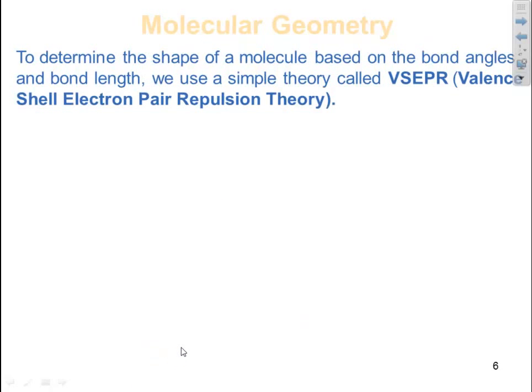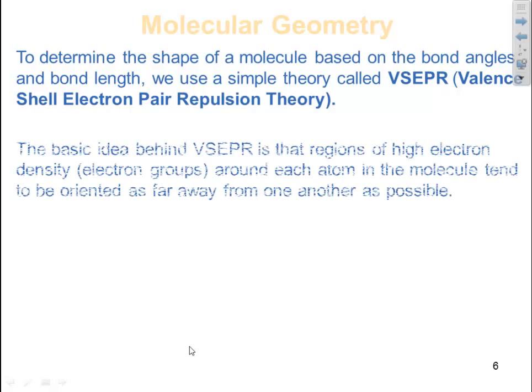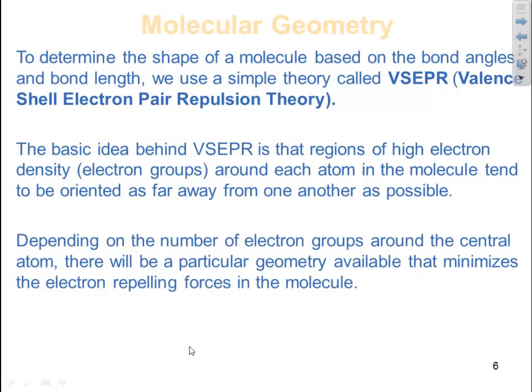To determine the shape of a molecule based on the bond angles and bond length, we use a simple theory called VSEPR theory, which is valence shell electron pair repulsion theory. The basic idea behind VSEPR is that regions of high electron density, meaning electron groups around each atom in a molecule, tend to be oriented as far away from one another as possible. Depending on the number of electron groups around the central atom, there will be a particular geometry available that minimizes the electron repelling forces in the molecule.